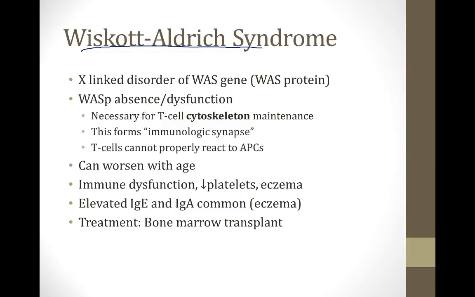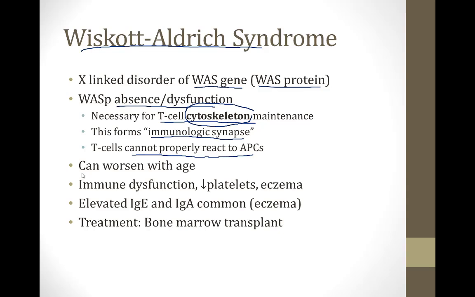Wiskott-Aldrich syndrome is a very rare X-linked disorder of the Wiskott-Aldrich syndrome gene, which codes for the WAS protein. And if your WAS protein is absent or dysfunctional, you will have abnormal maintenance of the T cell cytoskeleton. And the word cytoskeleton is a buzzword for this condition. And when you have this problem, you have abnormal T cell function. The cytoskeleton is important for forming something called the immunological synapse. This is the way that T cells react to antigen-presenting cells. So in this disorder, the T cells cannot properly react to antigen-presenting cells, and therefore you have T cell dysfunction.